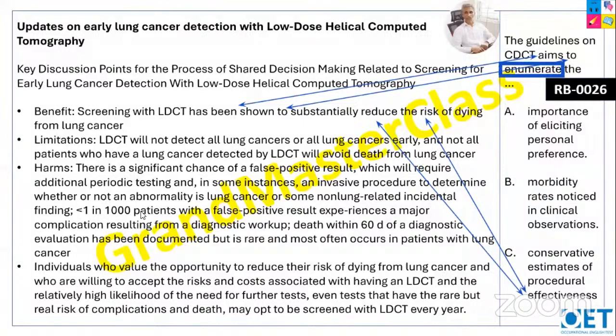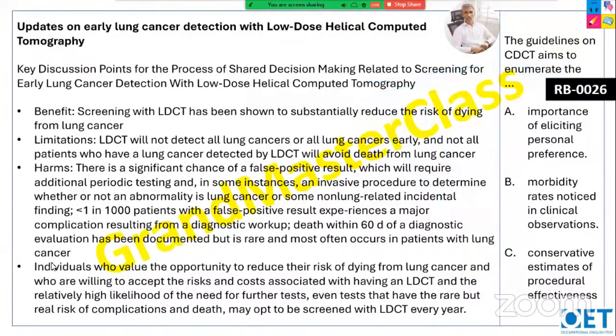You can get the answer anywhere because all these are a list. Enumeration means making a list. First one is benefit, second one is limitation, third one is harm, fourth one is individuals. This also will give the answer. Limitations, this also will give the answer. Harms, this also will give the answer. Any point will give the answer because it's a list. Why is he making a list to do what?